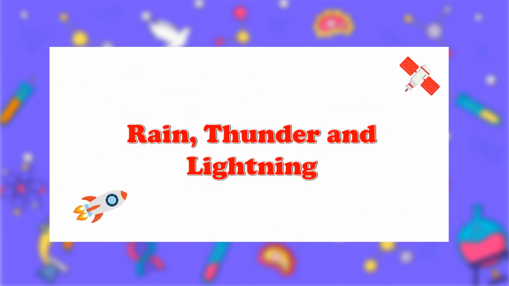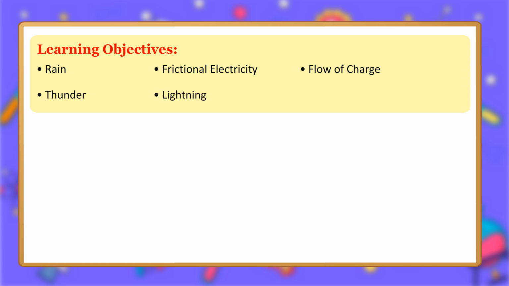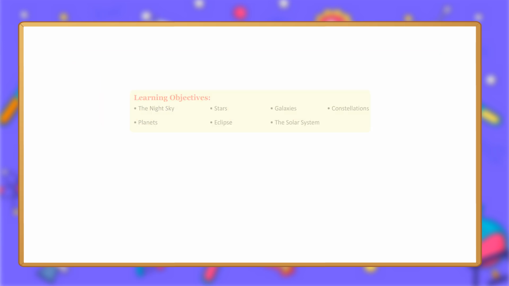Rain, thunder and lightning. Learning objectives. Rain. Frictional electricity. Flow of charge. Thunder. Lightning. Benjamin Franklin's experiment.